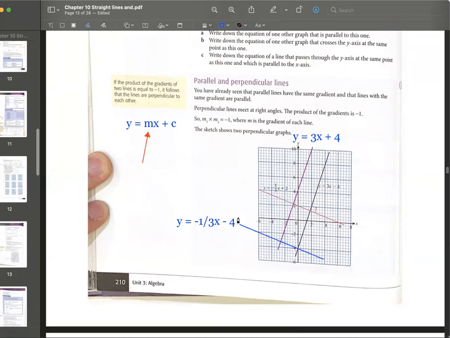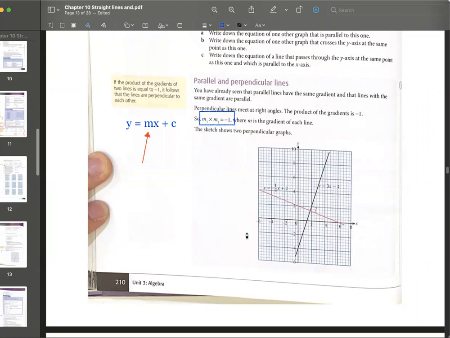Okay, so next we're going to talk about perpendicular lines. Perpendicular lines are different. A perpendicular line is like a complete opposite. This is going up, this is going down. But you see the gradient here, it's not like this is positive 3, this is negative 3. There's something different here. So we have a formula to calculate the gradient for a perpendicular line. The first gradient multiplied by the other gradient is equal to negative 1.